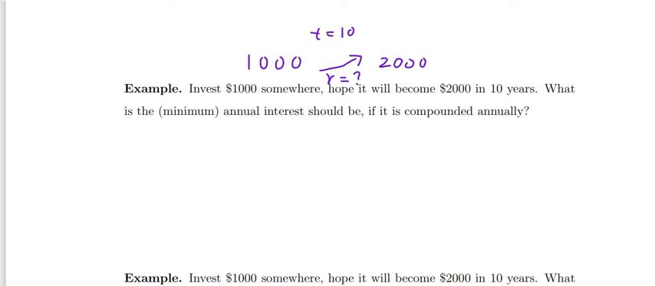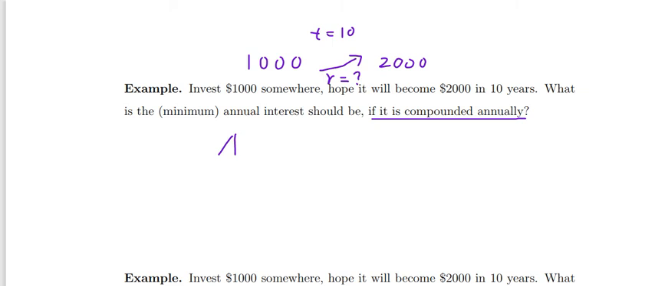So to calculate things like a bank account, we need to know which formula to use, right? Or we need to know how the bank account is calculated. So this is the keyword: if it is compounded annually, okay, compounded annually, we just use the compounded annually formula.